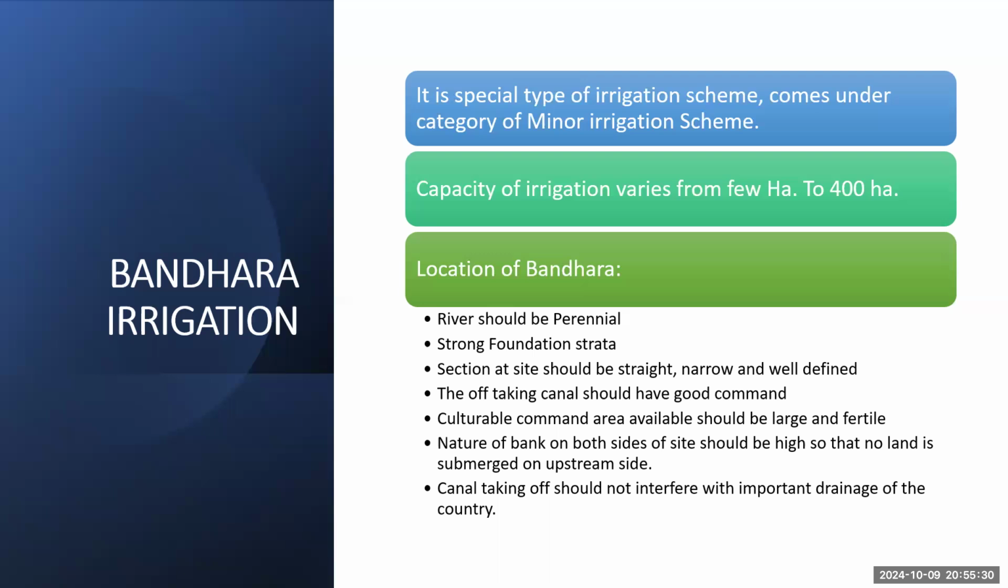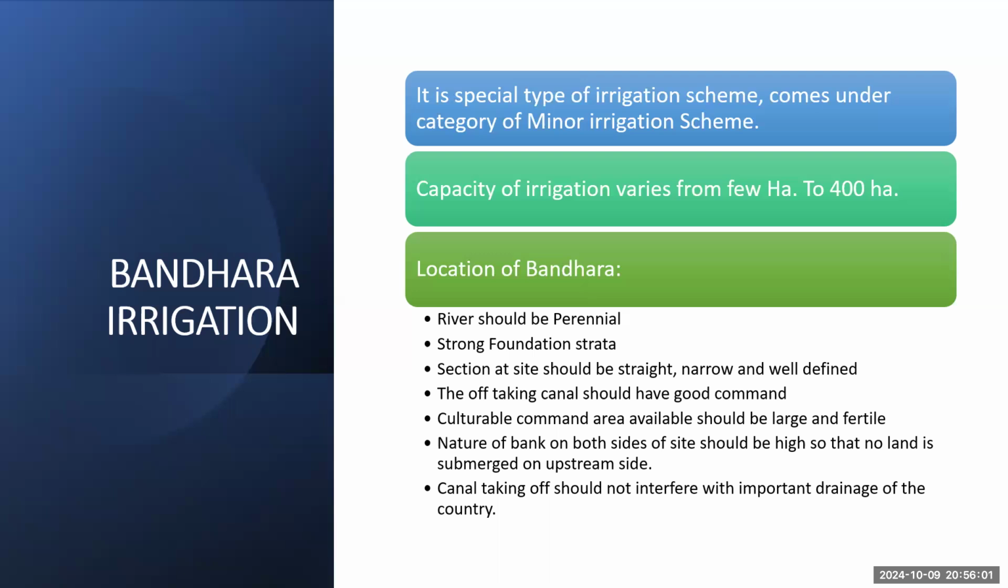Next point is nature of bank on both sides of site should be high. Okay, why is this essential? So that the water level, when it is raised in the river bank, should not cross the river banks. So that's why what is the requirement? The nature of the bank on both sides should be high enough, so that the adjoining area will not go under submersion due to overflow.